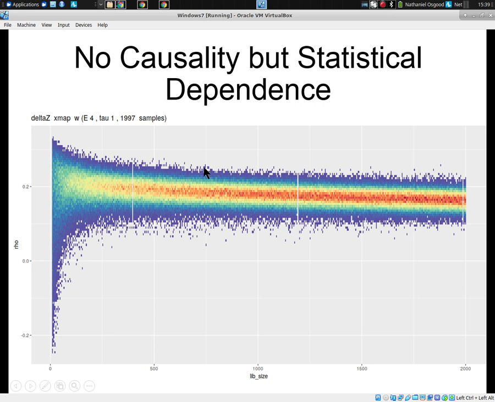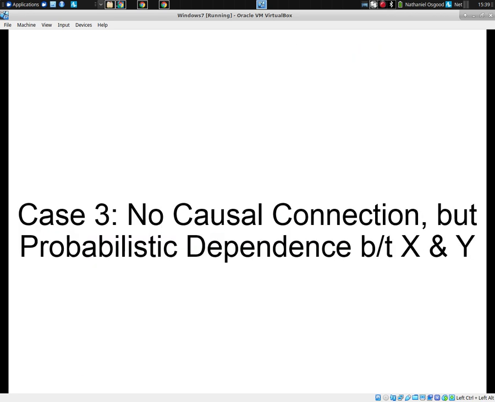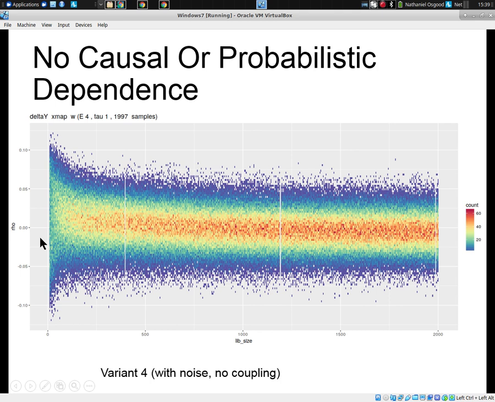So here we have a statistical dependence. Y is dependent on X, or here it's delta Z and W. There's some statistical relationship. So you'll notice that this converges to something that's non-zero. Rho is just below 0.2 here, like 0.16 or something. Contrast that to this. This converged to zero. No statistical dependence.